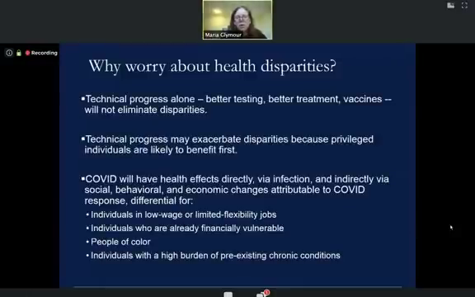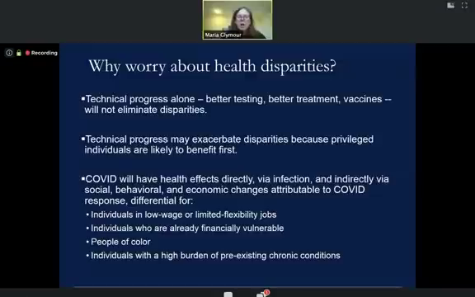Is that technical progress alone, the research breakthroughs that we all hope for, better testing, better treatment, vaccines, these alone will not be enough to eliminate disparities. And in fact, technical progress can exacerbate disparities because individuals who have the most privilege and most resources are likely to take advantage of those breakthroughs first. And so this can, counterintuitively, lead to growing disparities as we learn more about how to prevent and treat a disease.